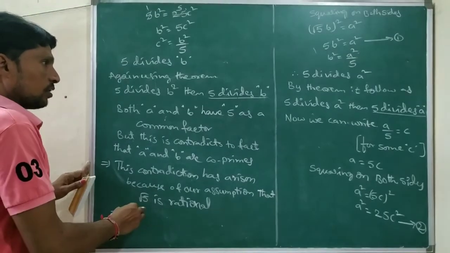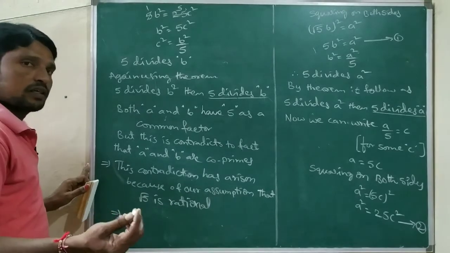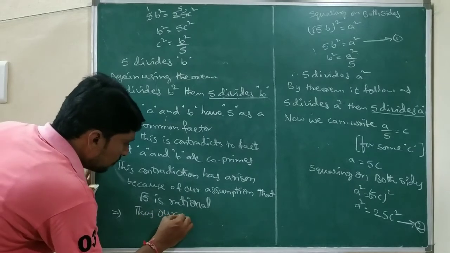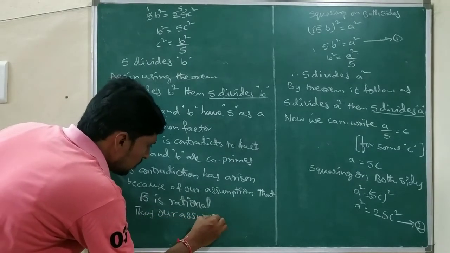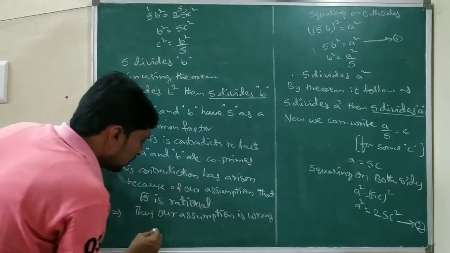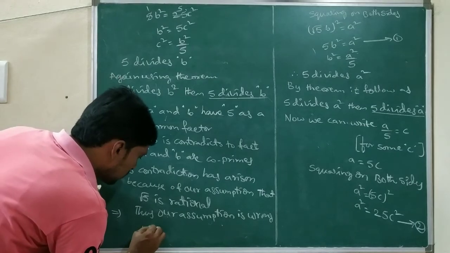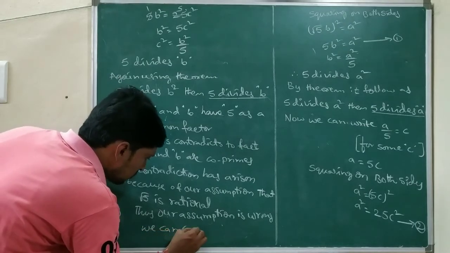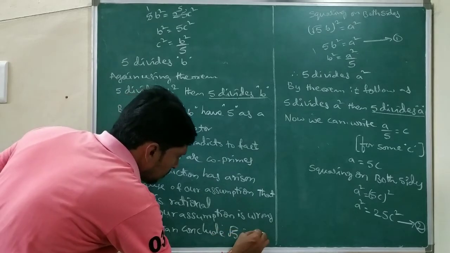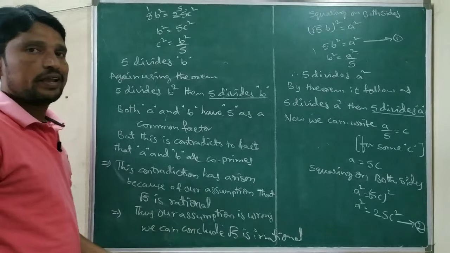So root 5 is rational, thus our assumption is wrong. Therefore, our assumption is wrong means we can conclude root 5 is irrational. Root 5 is irrational.